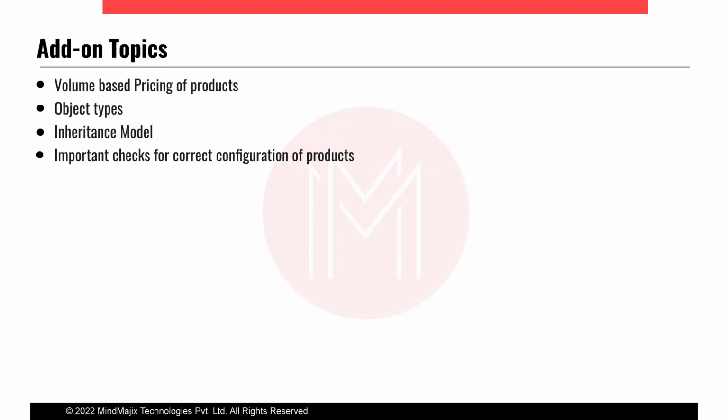These are some add-on topics that we'll cover further once we complete the prime topics. That is mainly advanced pricing. First, volume-based pricing of products. This is something where we deal with products and have some advanced level pricing. What is object type? What is the inheritance model? And the important checks for correct configuration of the product.